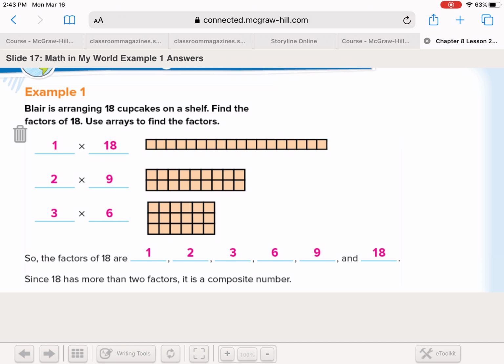So think about what we used with 13 and 14. 13 is a prime number because it only has 1 and itself. 14 is a composite number because it has 1 and itself plus other factors, 2 and 7. If a number has more than 2 factors, it's composite. If a number is prime, it only has 2 factors. There's one exception: the number 1. It is neither prime nor composite because it only has itself.